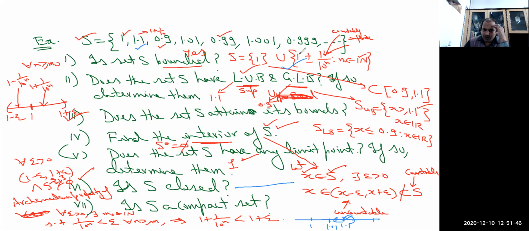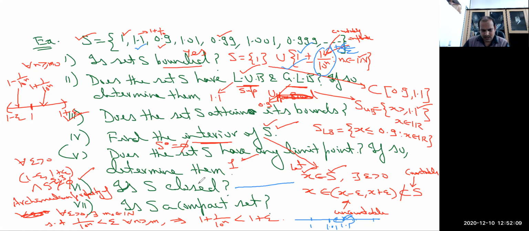But around 1, from the Archimedean property of R, this can be made less than epsilon, whatever epsilon one can choose. So I can say that elements of the type 1 plus minus 1 by 10 to the power n will lie in the neighborhood of 1, from 1 minus epsilon to 1 plus epsilon. In this way, one can conclude that 1 is the only limit point of this set.